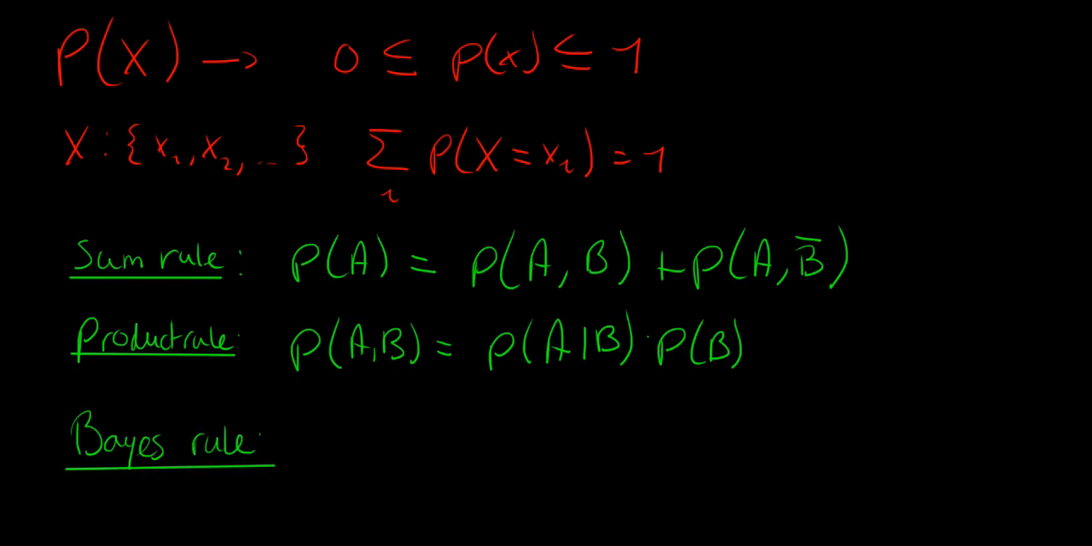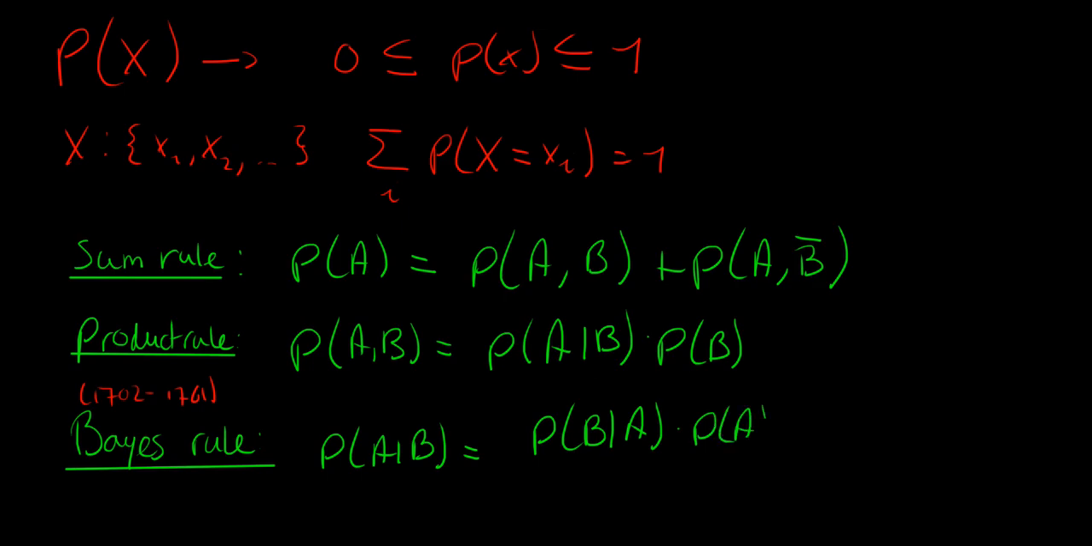Which is named after Thomas Bayes, who lived from 1702 to 1761. Actually, he did not invent this one. It was Laplace who invented it in 1812. Fun fact for you for math. And Bayes' rule states that if you have a conditional probability of A given B, this is the same thing as the reverse conditional probability of B given A multiplied with the probability of A divided by the probability of B.